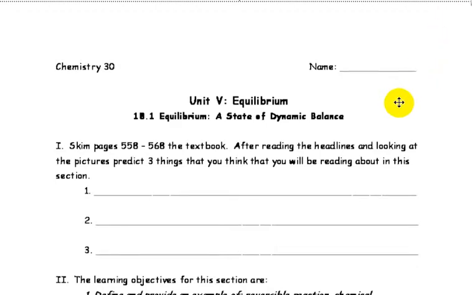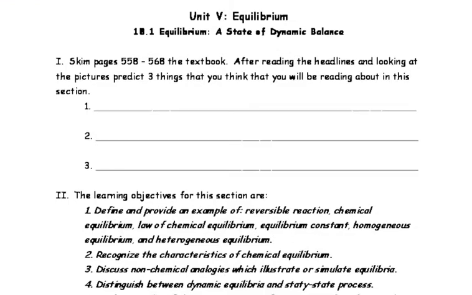Welcome back, Chemistry 30. This is the first booklet in Unit 5, Equilibrium. It is Section 18.1, Equilibrium, a state of dynamic balance.